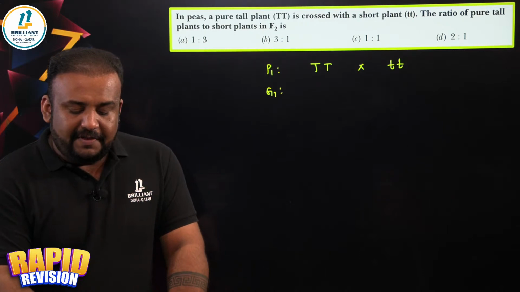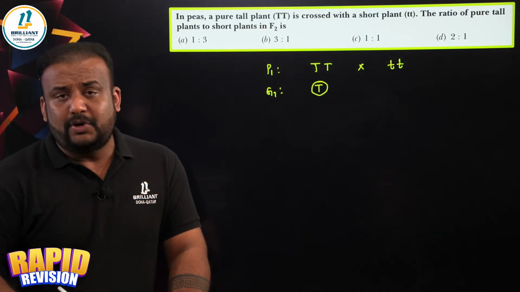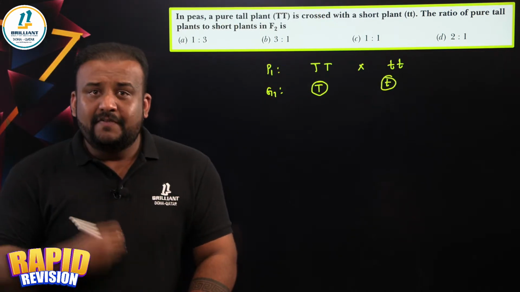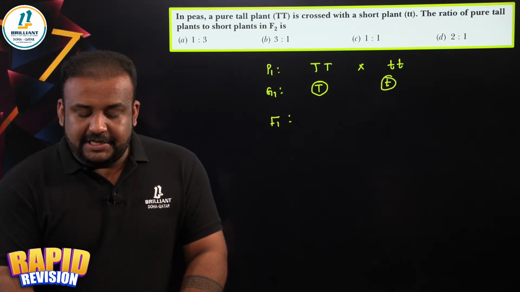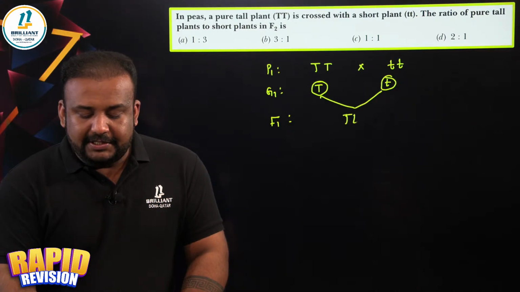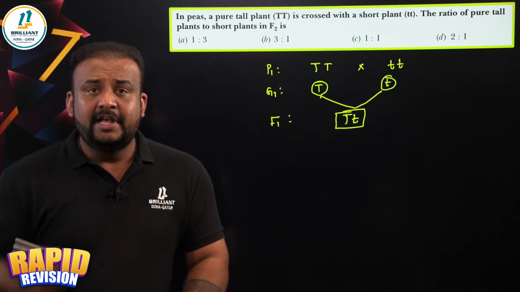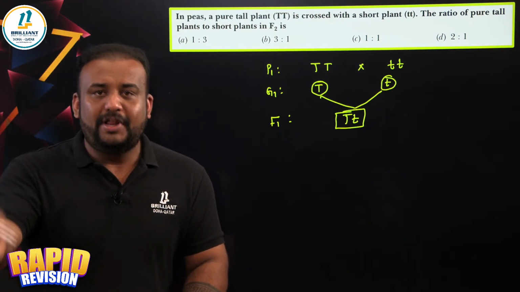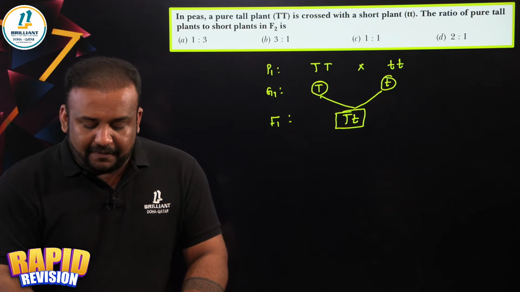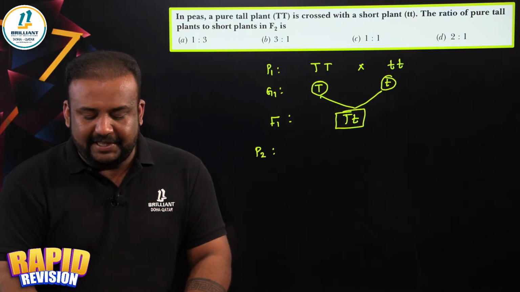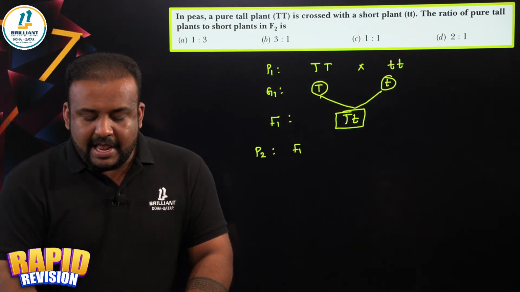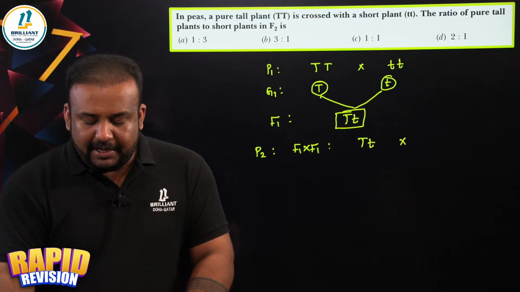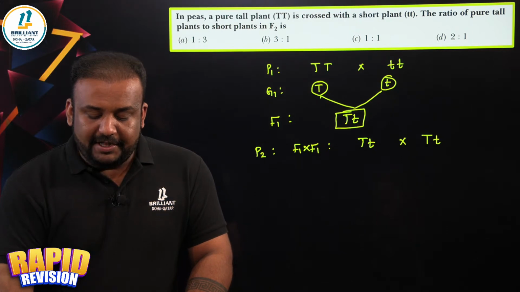The gametes of the first generation parents: this will produce only one type of gamete, that is capital T, and this will produce one type of gamete only, which is small t, and the F1 generation will be capital T, small t. This is the F1 generation. Now how do you get the F2 generation? The F2 generation is obtained by self-pollination or selfing of this F1 individual. So the parents of the second generation are going to be a selfing between F1, which gives Tt into Tt.